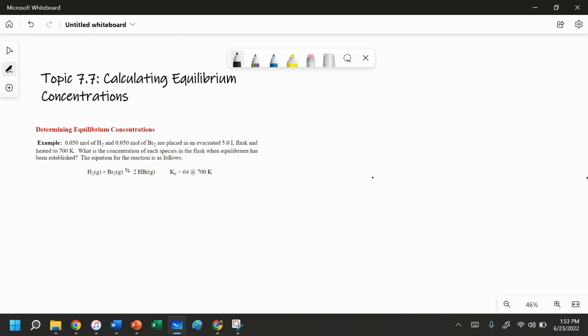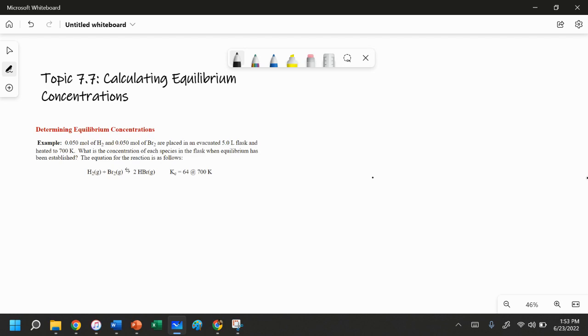So we're going to do two practice problems. One where we're going to use equilibrium concentrations for gases, and one where we're going to use partial pressures for gases and the value of Kp. So let's go ahead and just dive in and remember how to do these calculations.